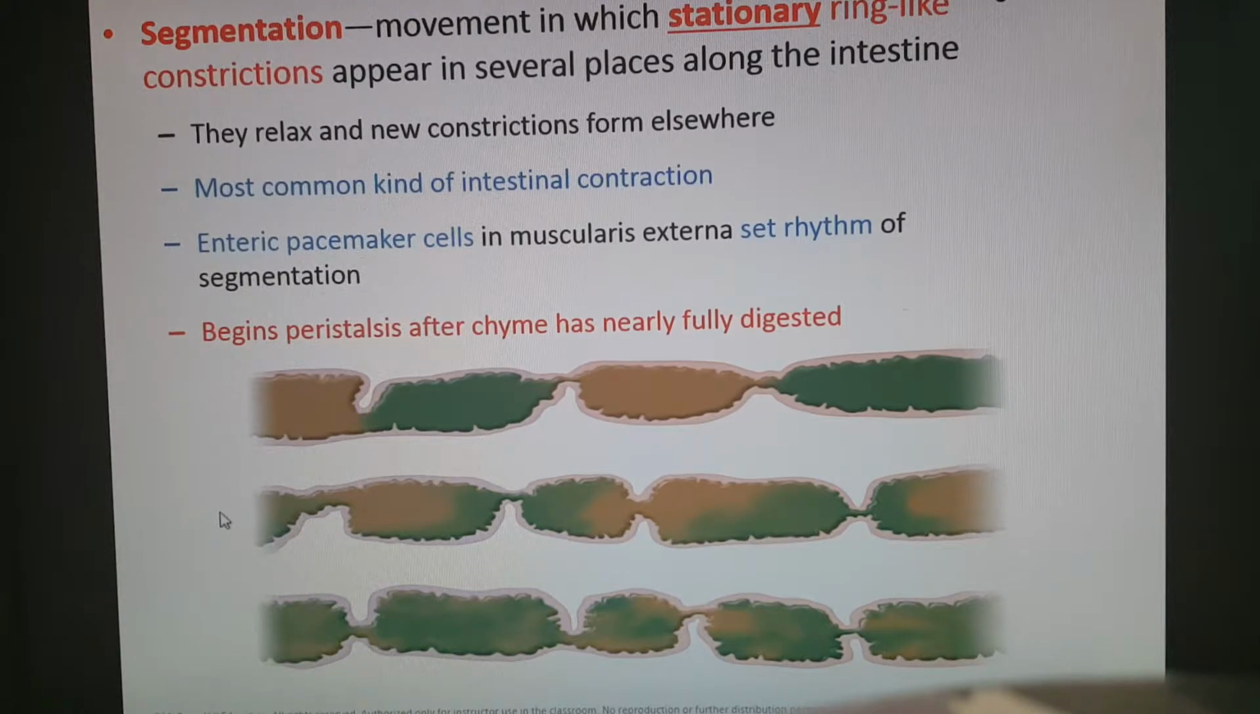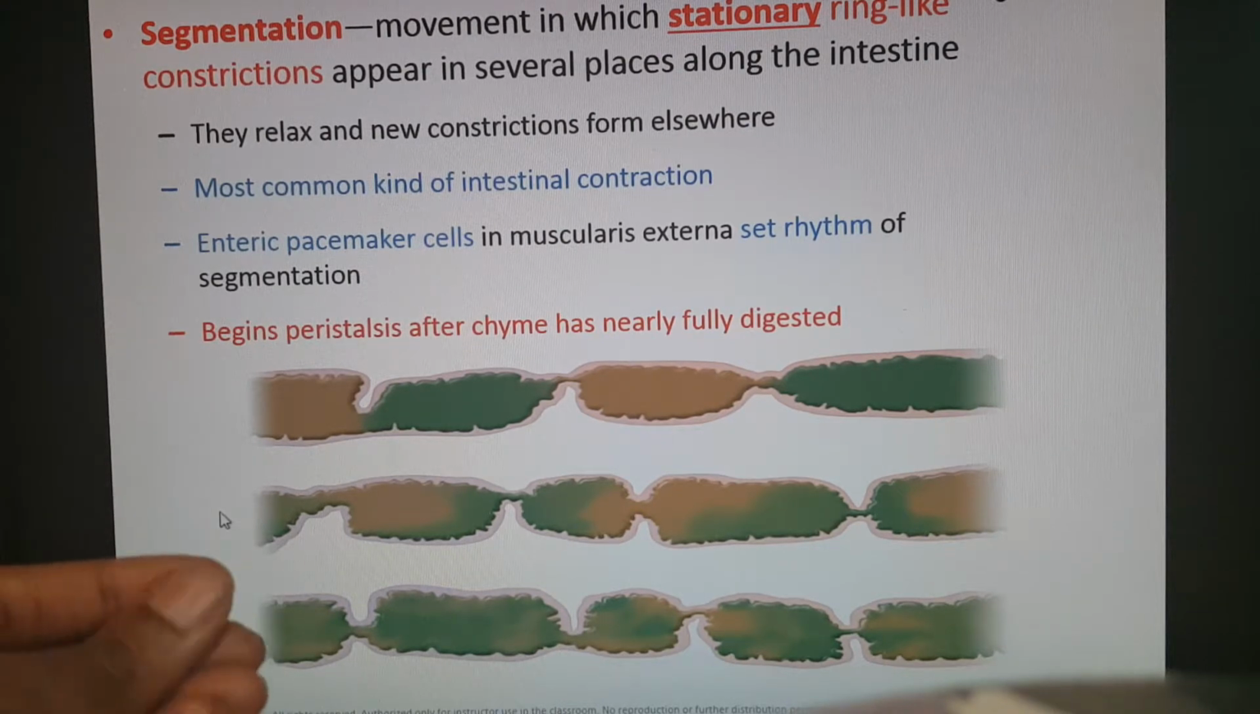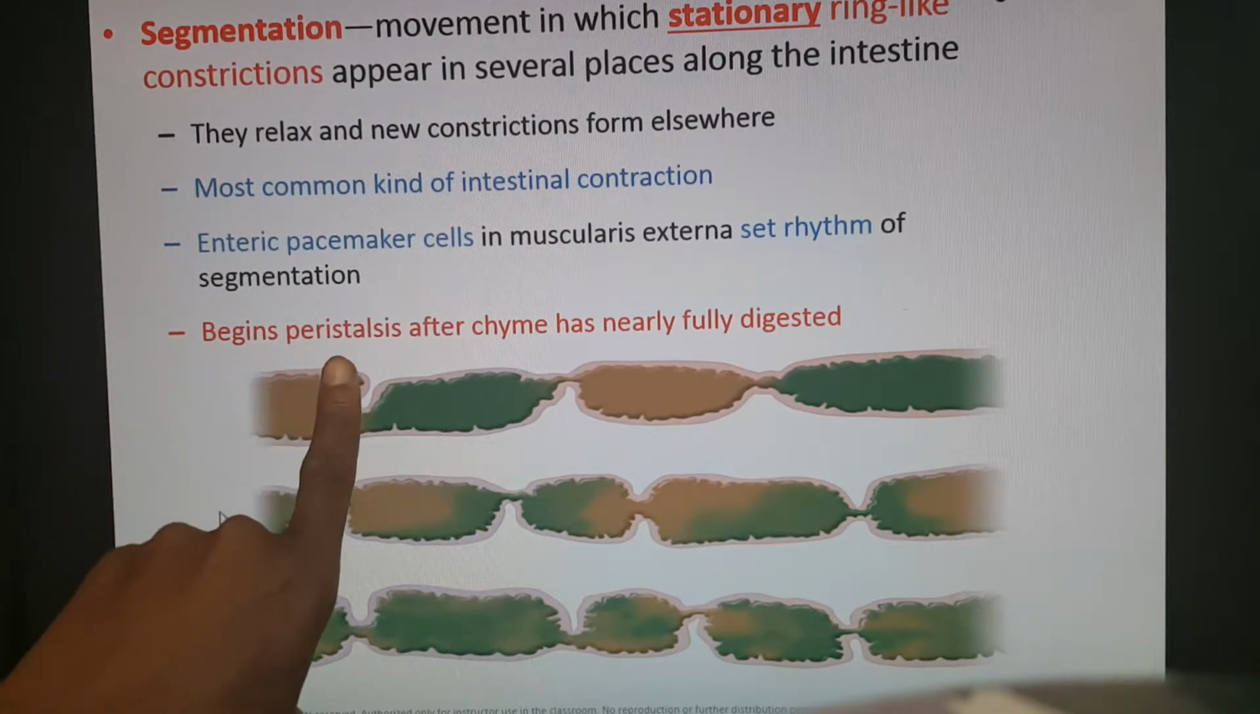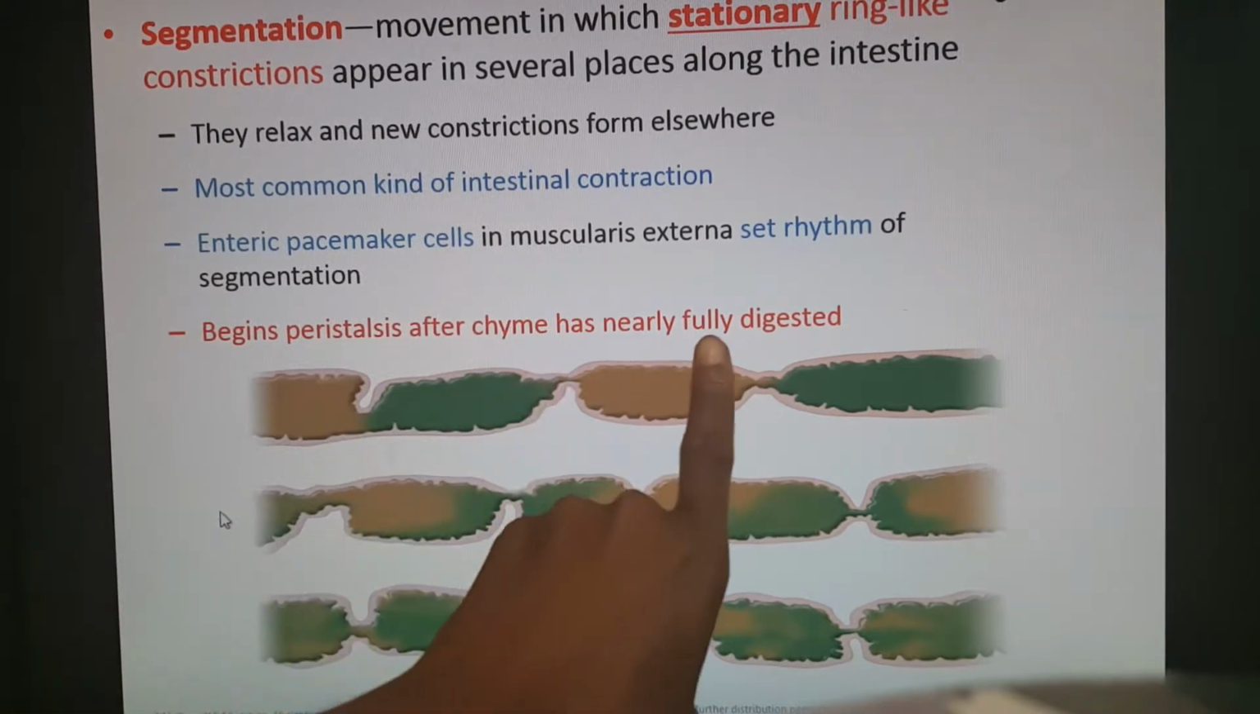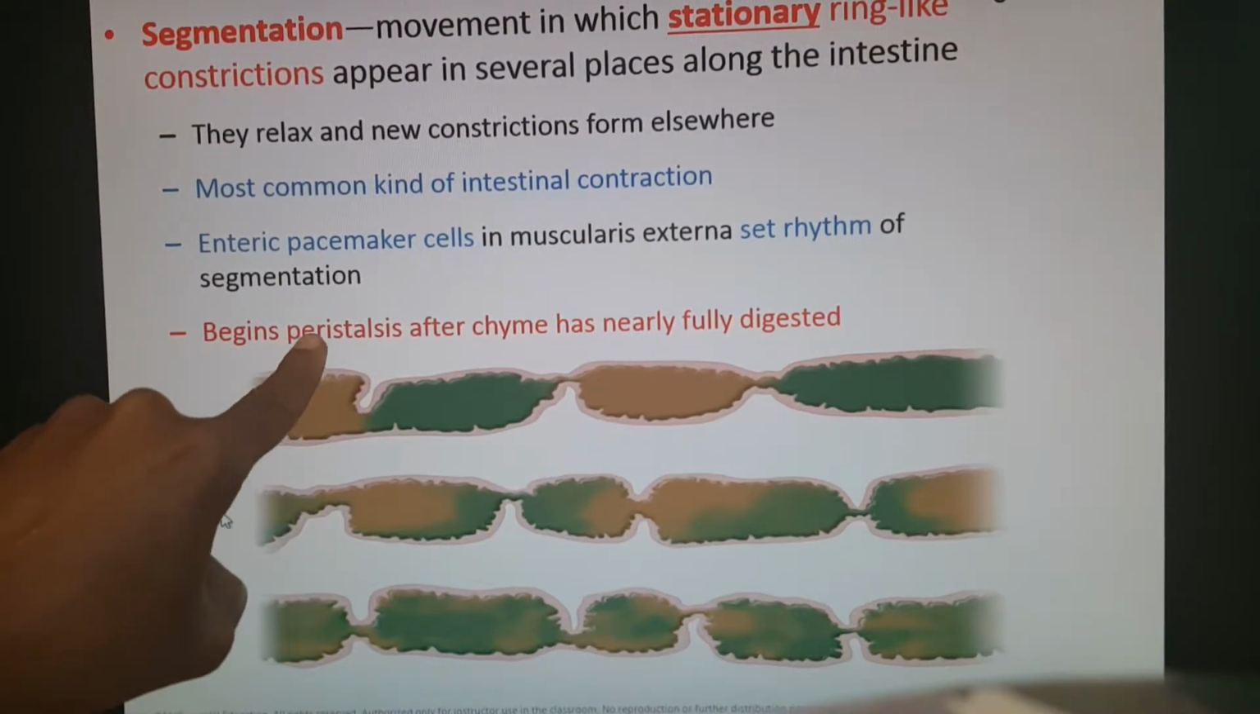So more digestive enzymes, as well as, for example, your bile. So mix them together, help to break down your food so it can be absorbed. And then after your chyme has been nearly fully digested, then peristalsis happens.